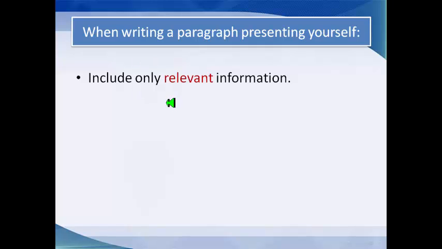Number one, when you write a paragraph, include only relevant information. Okay? So when you are talking about yourself, just write about yourself. You're going to write about your interests, write about them. Don't write about another one, another person, another student. Just talk about yourself.